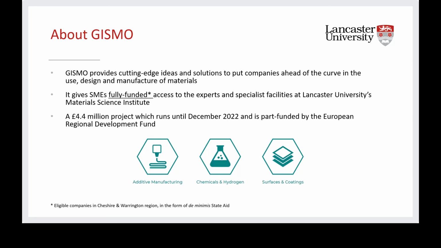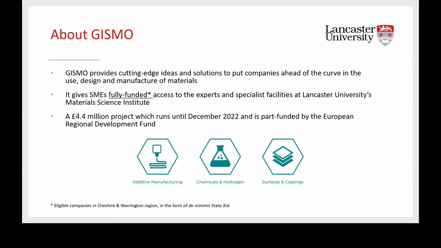collaborations with academics. GISMO links into Lancaster University's Material Science Institute as well, which ties around 200 researchers across physics, chemistry, and engineering, but also links into biologists, medical researchers, social scientists, computer scientists, and more. The project itself is based in Cheshire and Warrington. It provides eligible SMEs fully funded access to resources and facilities at Lancaster in the form of de minimis state aid. And GISMO itself is based around 3 main themes which tie to research strengths at Lancaster.